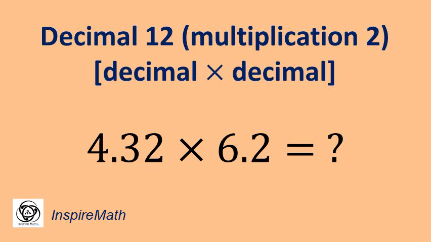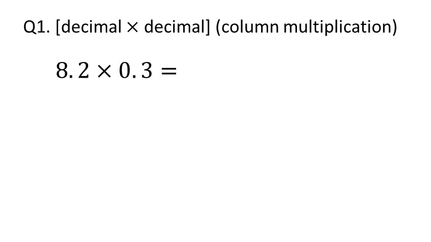Today we're going to study how to multiply decimals. Let's see the first example. 8.2 times 0.3. Consider 8.2. 8.2 can be changed to 82 divided by 10. Then consider 0.3. 0.3 can be changed to 3 divided by 10.